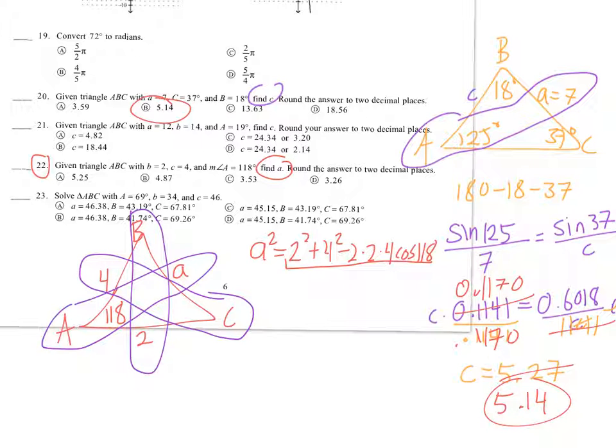So we get 4 plus 16 minus 16 cosine of 118, and I get A squared is equal to 27.5, which means A is equal to about 5.24, which is really close to choice A, just a rounding difference. I'm going to skip 23.